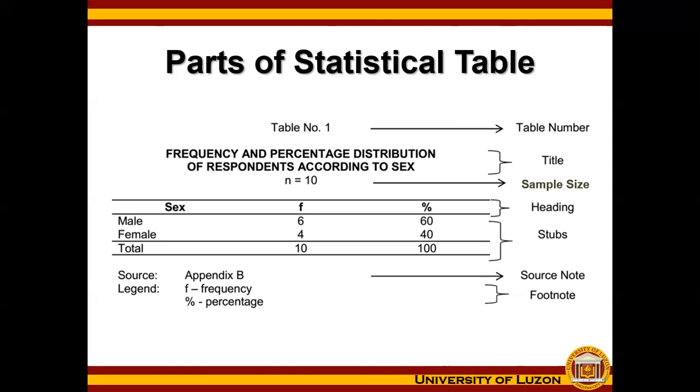Then what about footnote? Footnote is that part of the statistical table that would explain further what the components or contents of the table are, just like the symbols that you have used, such as the lowercase f for frequency and the symbol for percentage. So these are the parts of a statistical table.